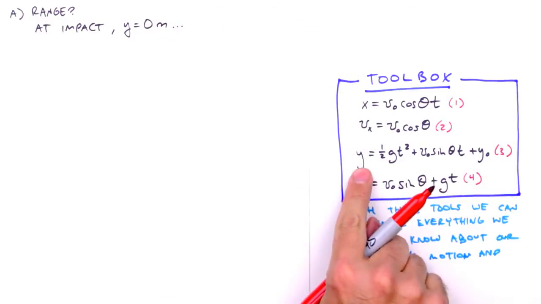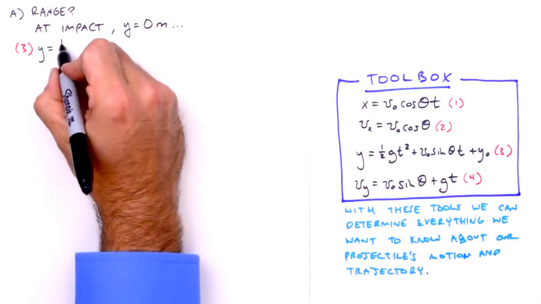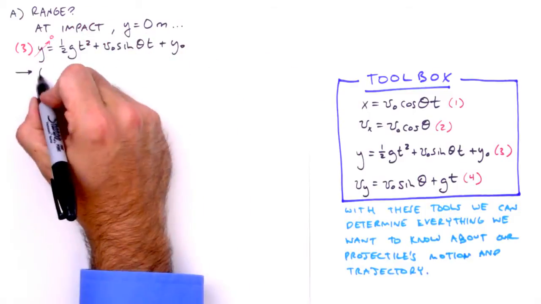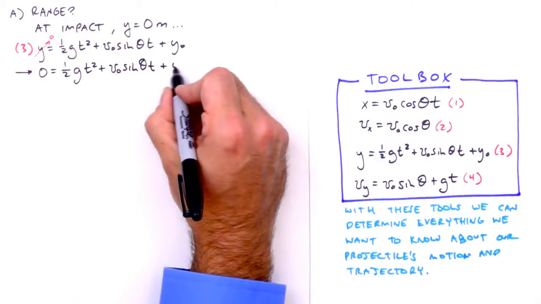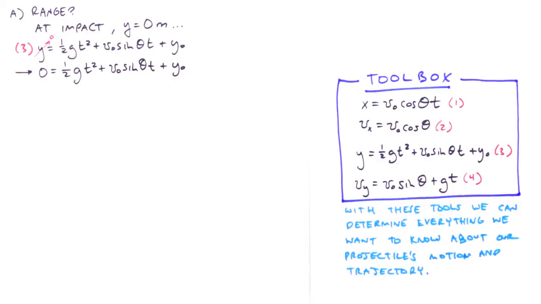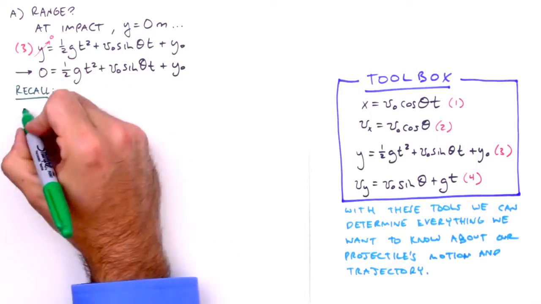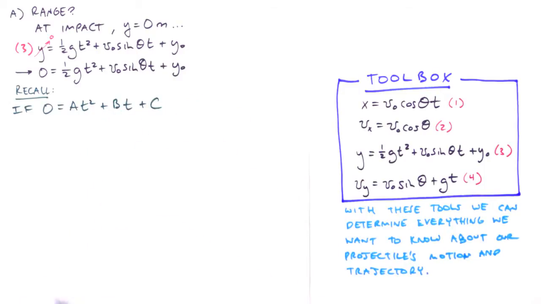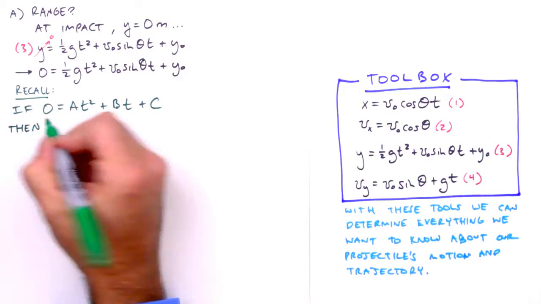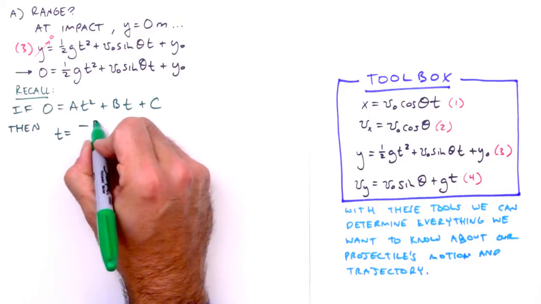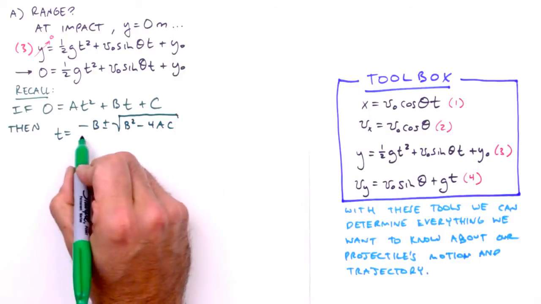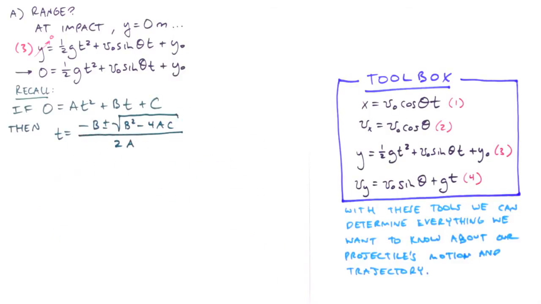Now we can solve equation 3 for time. So we'll start by writing equation 3. We'll set y to 0 and rewrite for clarity's sake. Does this equation ring any algebraic bells? Perhaps if we recall its more general form and solution. If 0 equals at squared plus bt plus c, where a, b, and c are all constants, then t equals negative b plus or minus the square root of b squared minus 4ac all over 2a. Yep, that's how I remember the quadratic formula.